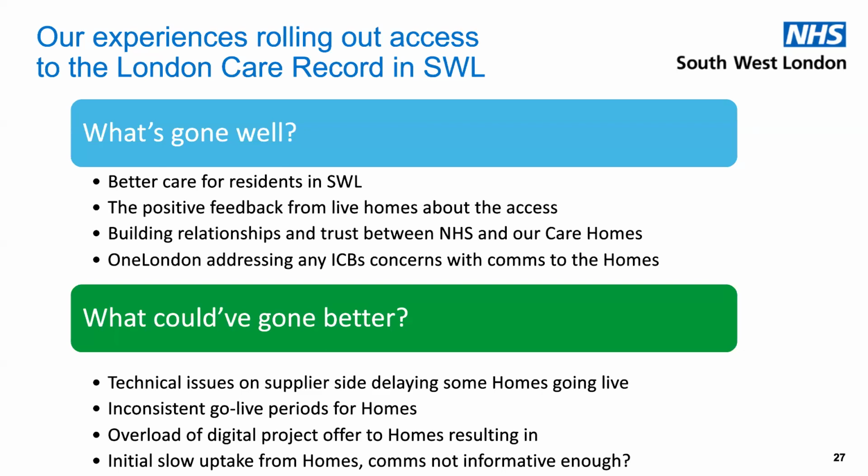So going forward, the communications from One London will be trimmed down, and then focus on how to go live, and then with links. This is to look into further information, should you wish. But the key point, let's get them live and obviously inform them and educate them on what they will be receiving. We have had some technical issues on the supplier side, which has delayed some homes going live.